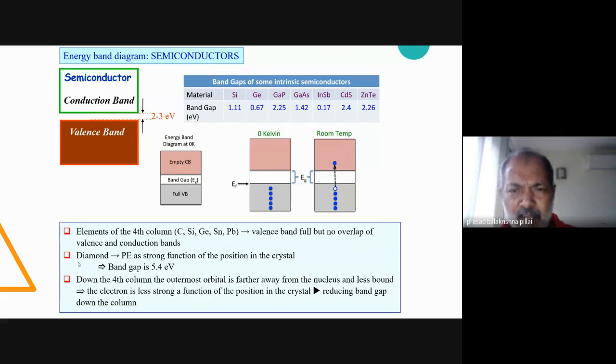So we have seen that at absolute zero, that is 0 Kelvin, you have the fully empty conduction band and fully occupied valence band. And when you increase the temperature above absolute zero, gradually electrons will pick up energy and they will move towards the conduction band. So there will be a partially occupied conduction band, and there will be a lot of vacant states available. So that can also take part in the conduction process, which we have seen, like the bubble in the water.